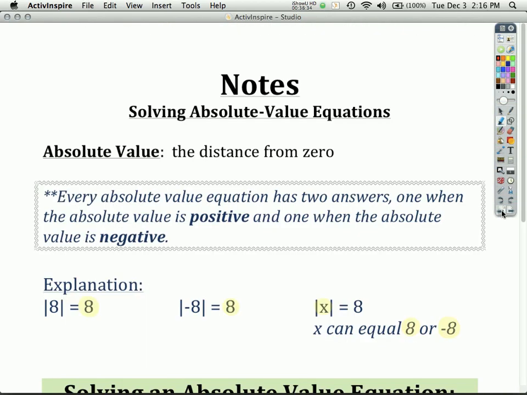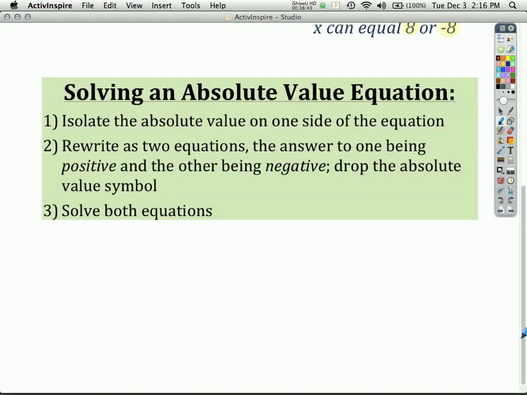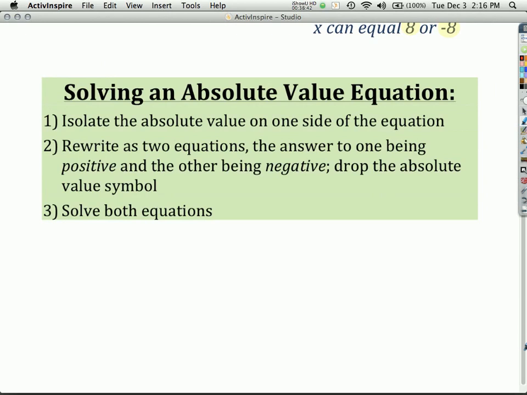How can I solve an absolute value equation? How do I find two solutions? So here's the process that I've outlined for you. The first thing we're going to do is something that we've never done before, but it's very similar to something else we've done. We're going to isolate the absolute value on one side of the equation.